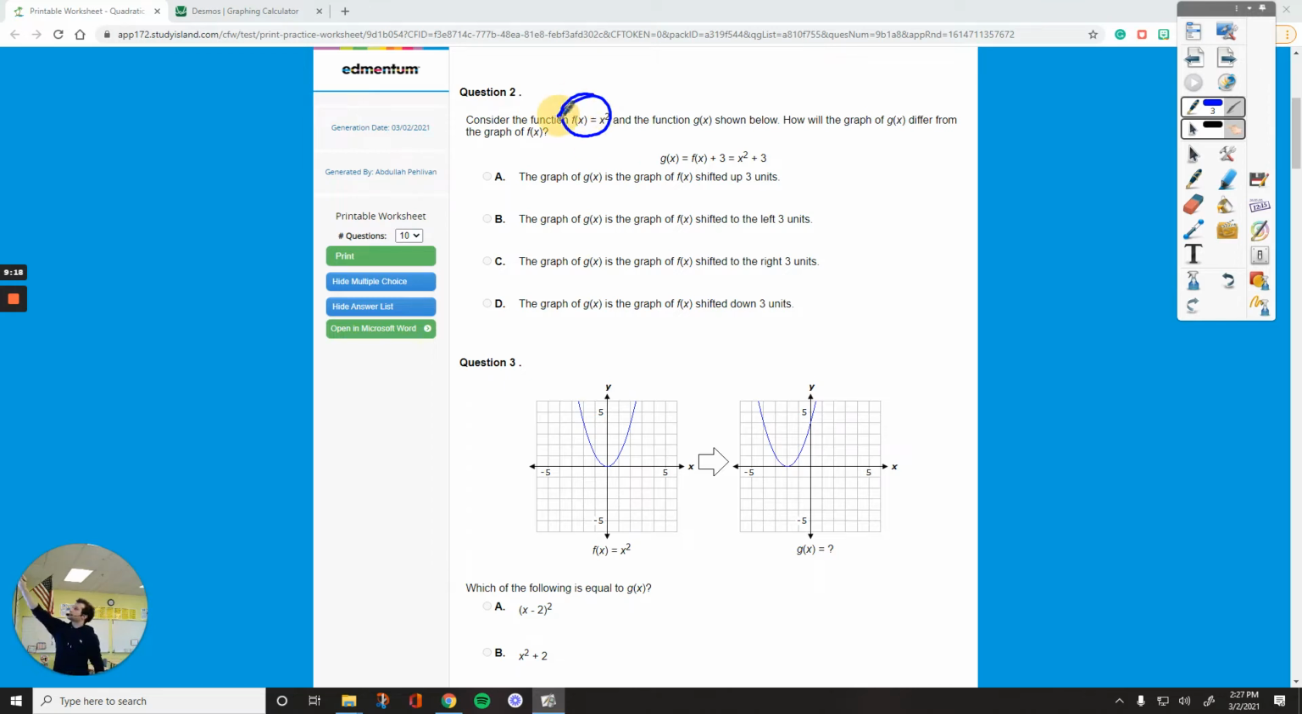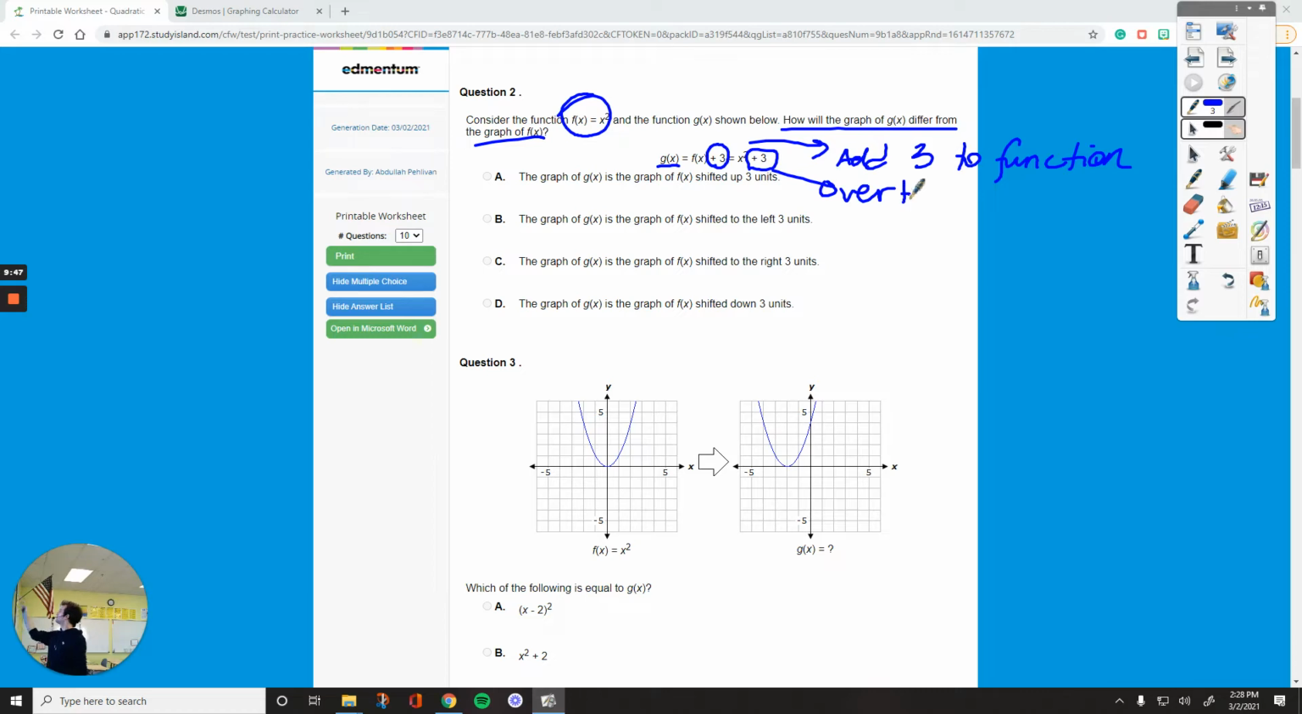So our original expression is this. How will the graph of g of x differ from the graph of f of x? So g of x tells us to add 3 to the whole function. So that's what that means. Add 3 to the function. When you are adding a number to the function, this is vertical movement because the number is at the end of your right side. Just like the other vertical movement, since it's added at the end of the function, it is up 3.